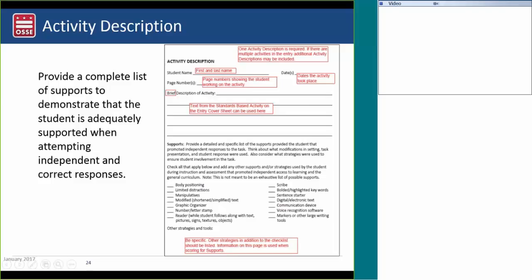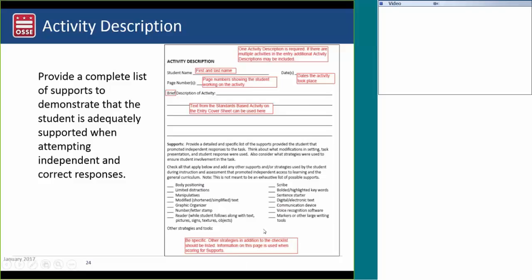So student name, the date that the activity took place, and it can be a range. Let me give you an example. January, and I'm making this up out of the air, so the dates I give you may be weekends. January 16th through April 3rd. Page numbers from the portfolio that show the student performing on the activity, and a brief description of the activity. You can use the description of the standards-based activity that's on the entry cover sheet, and you can enhance it a little bit if you prefer. But we don't need a huge amount of text here, just as long as it's clear what the student is doing. And then, as I mentioned before, be specific.